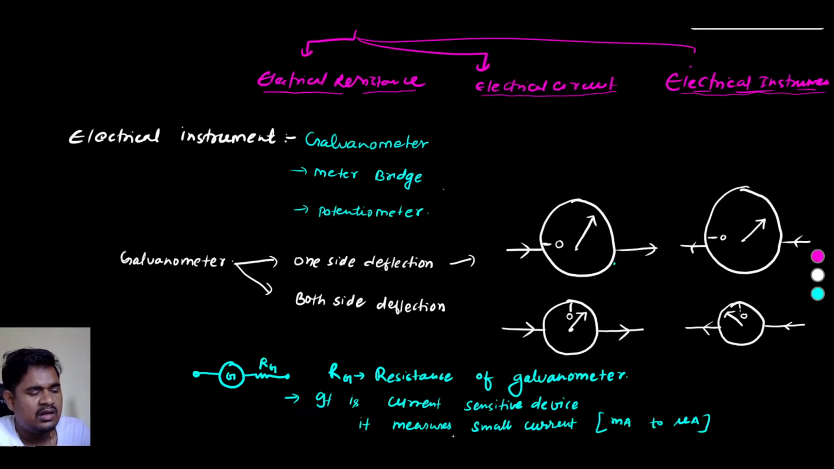If large current passes through this galvanometer, then it will stop working because the coil will get burned and damaged. So whenever we are using a galvanometer, we should understand that a high amount of current must not pass through it, because it will get damaged. We will make sure that the current passing through the galvanometer is very small. Okay, clear?